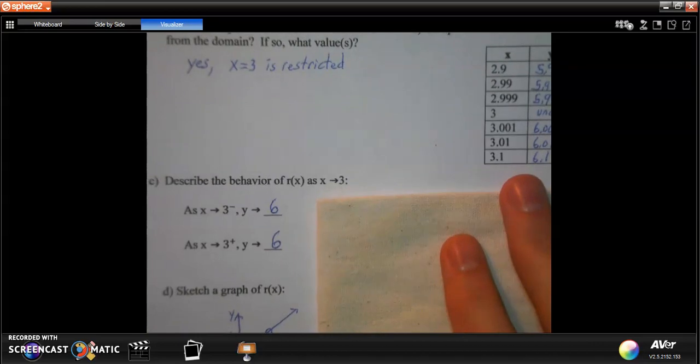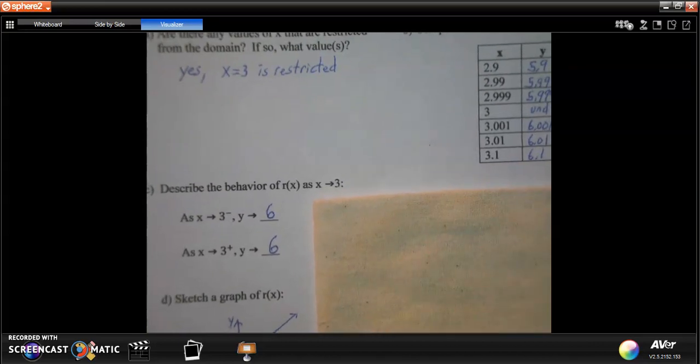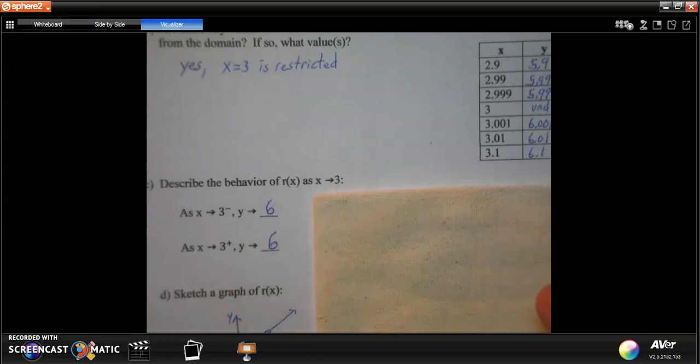So what we look at is this notation. As x approaches, so the arrow means approaches, 3 from the negative side, or from the left side, y approaches 6. As x approaches 3 from the right side, y approaches 6. Notice that when you look at the arrow, you're really using that word approaches. So as x approaches 3 from the left and right side, y approaches 6.